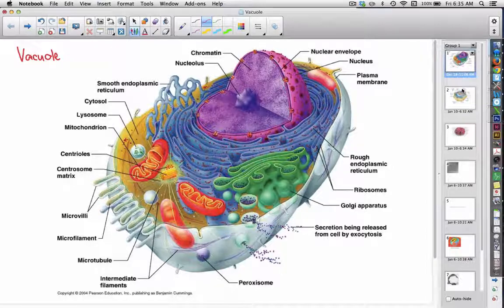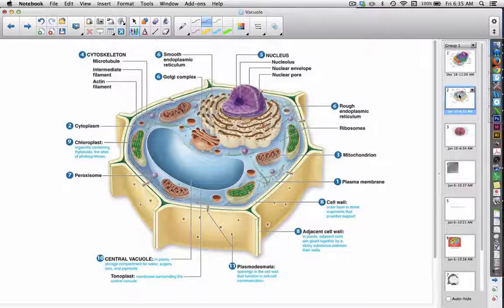So let's go to the next slide and actually look for a vacuole in a plant cell. And as you can see, here it is. It's pretty darn obvious in a plant cell. Okay, it's this big open space. It's a membrane-bound organelle, like most of the other organelles we've seen.